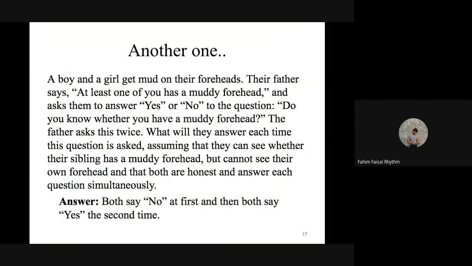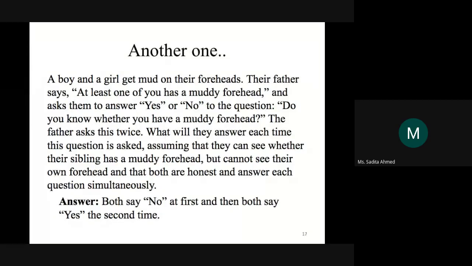Okay. So the same thing will go through the girl's head as well. At least one has a muddy forehead. I can see that the boy has a muddy forehead. So at least one does have a muddy forehead. Now I'm confused. What if both of us have a muddy forehead? Because the statement has already been made true. The condition is already satisfied. So I don't know anymore. So no, I don't know whether I have a muddy forehead or not.